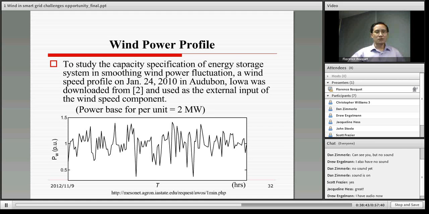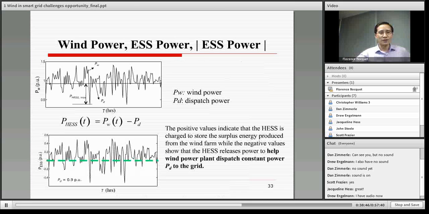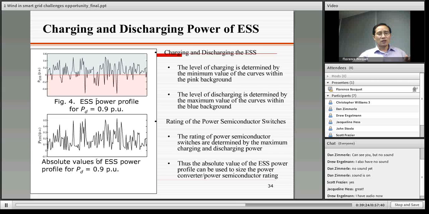So we started looking at the profile of the wind power fluctuation, right? For example, this straight line is PD, what we call the dispatched power, and this fluctuation is wind power, PW. So PD is like the desired power by the power grid, and the difference will come from the batteries or energy storage systems. So this fluctuation goes to the energy storage systems, and in fact, we can take the absolute value of this fluctuation, and we can see here.